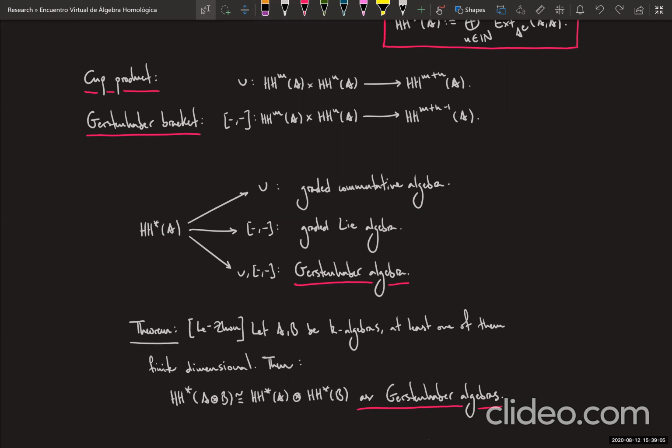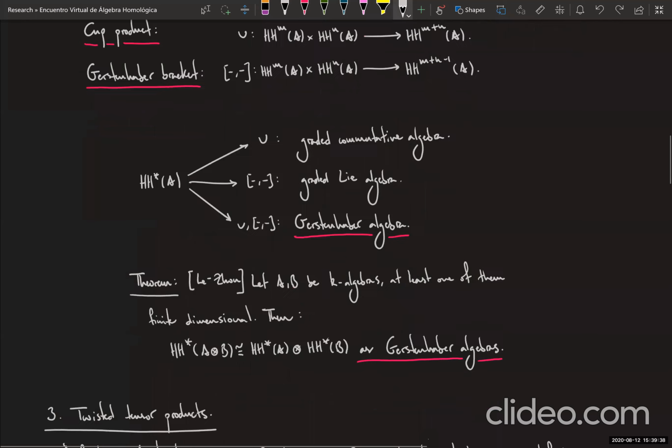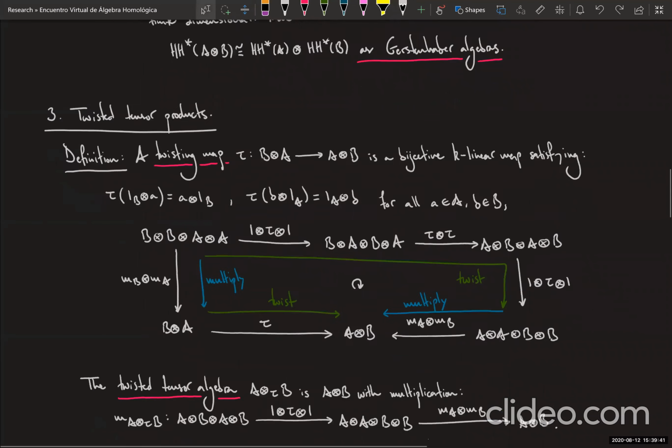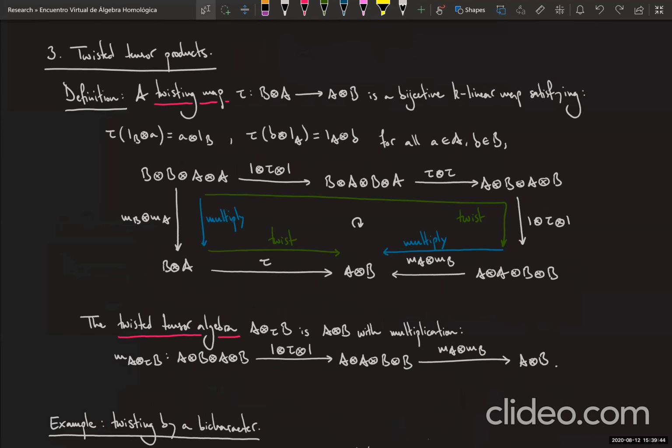So given this result, something that you may rightfully complain about is that I have not told you how you can get a cup product or a Gerstenhaber bracket on this right-hand side. But for the time being, let's say that they exist and that they satisfy what they should satisfy, and that's a side comment. But indeed it should be defined, and Li and Zhou do so. So now that we have the result that motivates our work, let's look at some non-commutative tensor products.